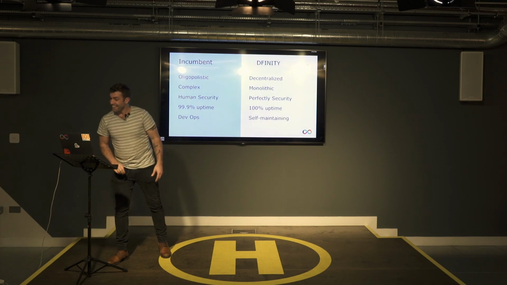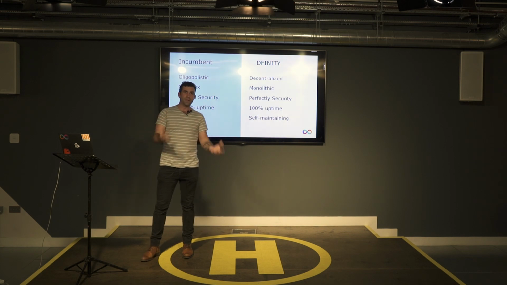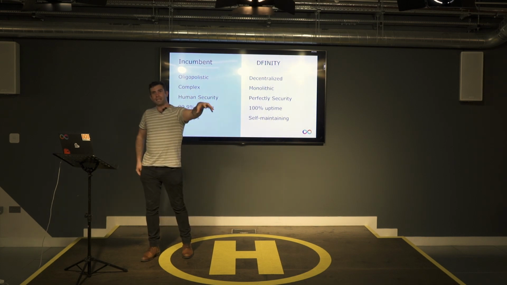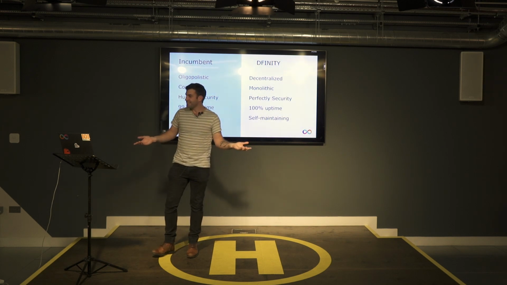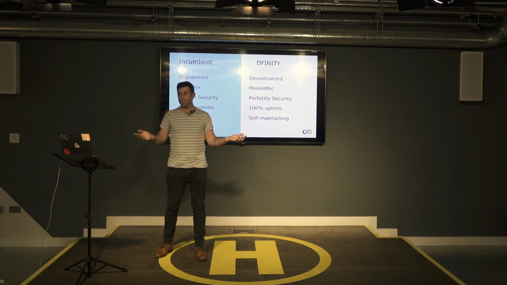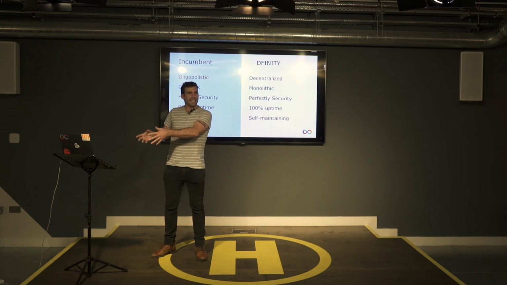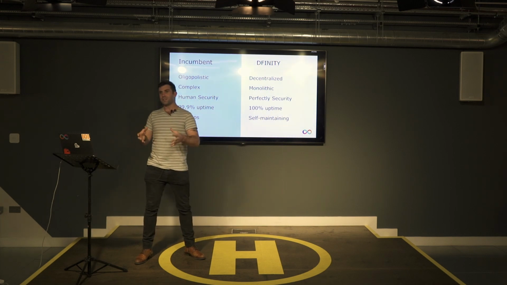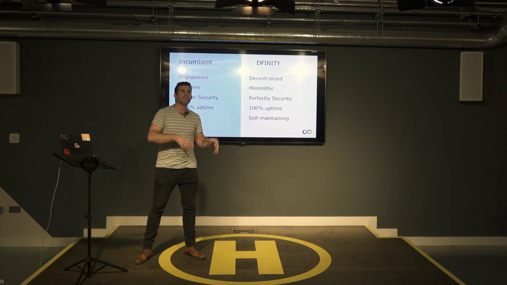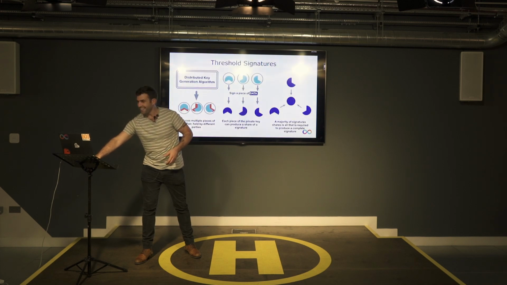Anyway, so what we need is something decentralized. And obviously there's a censorship concern here. We want something monolithic, so one place where everything is stored. We want perfect security because we've got it with blockchain. 100% uptime and self-maintaining. These are the benefits that we can get from existing world computer technology. So this gives us an opportunity to build something that is meaningfully different from what is being provided by the existing powers that be. So how does it work? Well, let's get into it.